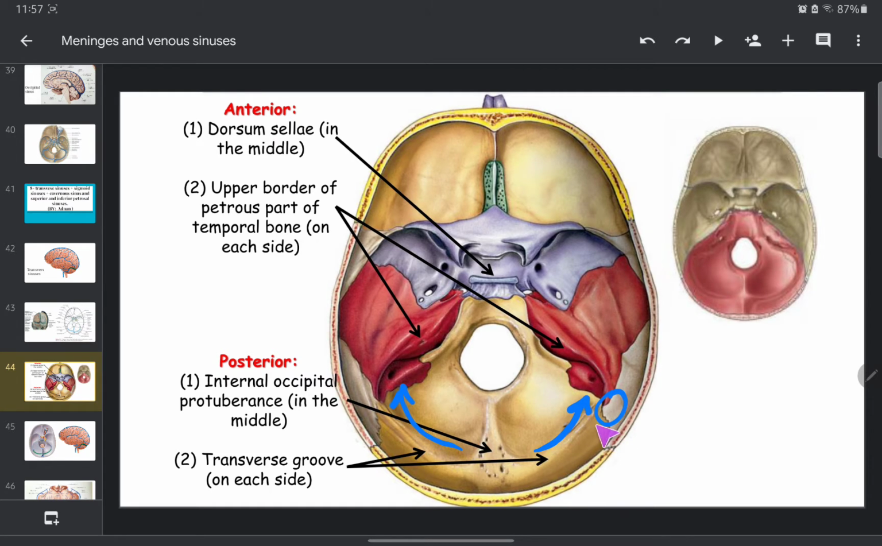They will form a groove within the occipital bone and the inferior posterior part of the parietal bone here. This groove is known as the transverse groove, as you can see here also. This is the transverse groove for the transverse sinuses, as you can see in this picture. This is for the transverse sinus course.